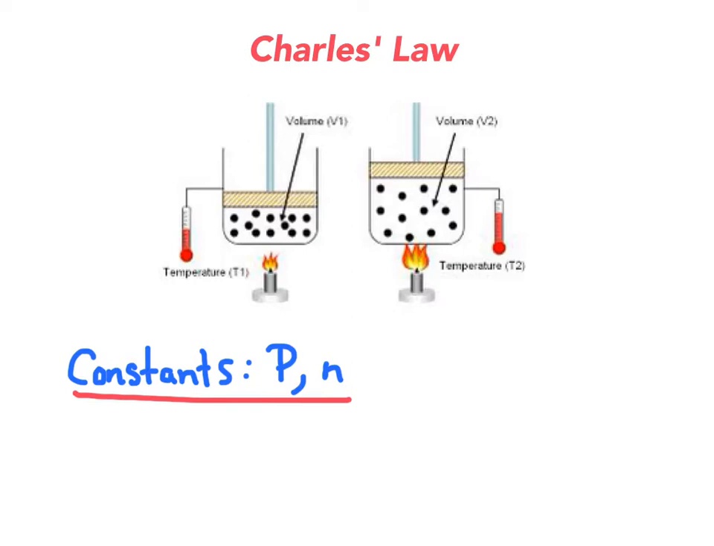And here's how you would write a direct relationship. V over T, volume over temperature, is a constant. Once again, though, it's important that you know that the pressure does not change and the number of moles, or the amount of gas, does not change in Charles' law.